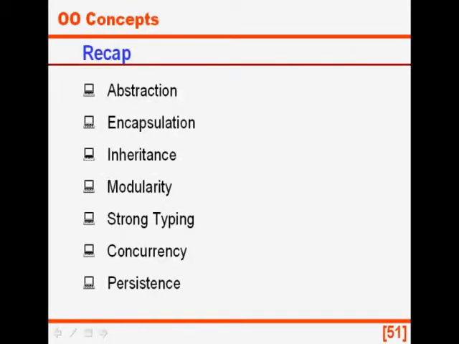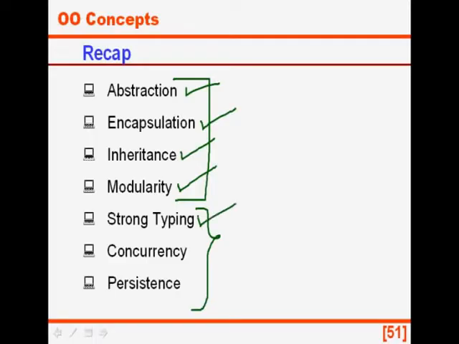So to recap, let's look at the 4 major features of object-oriented programming. They are abstraction or modeling, encapsulation or implementation hiding, inheritance, which could be single or multiple, and modularity. And the other 3 features, which are also very important for object-oriented programming in the modern context, are strongly typed, and they should support concurrency, and there should be a mechanism to persist the state of objects across time.